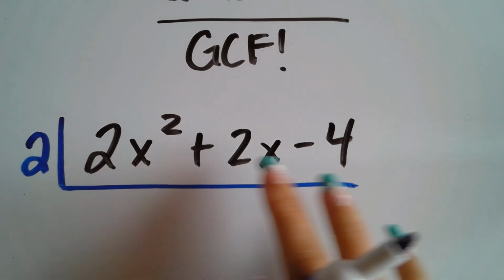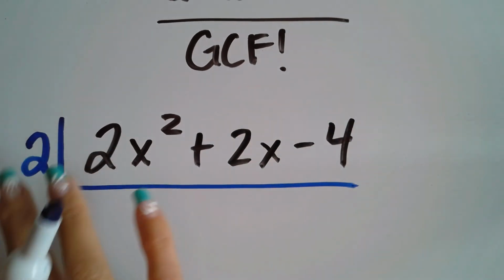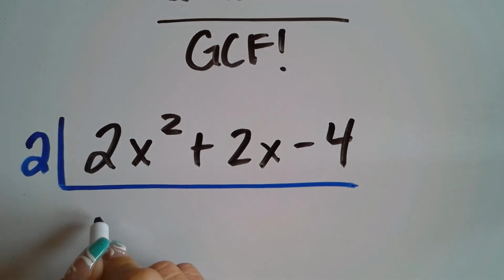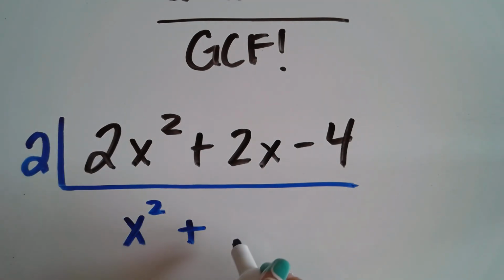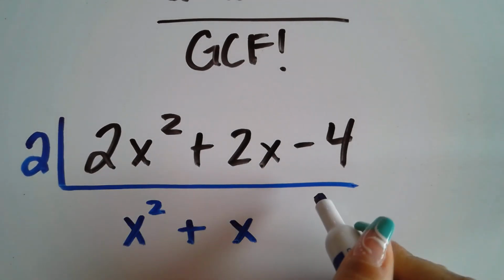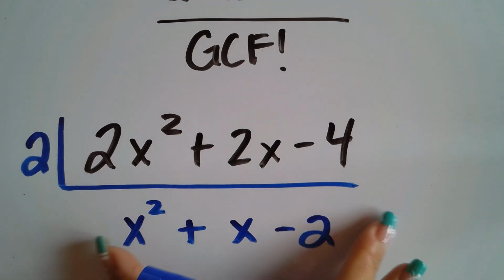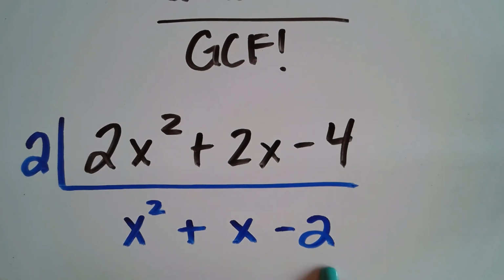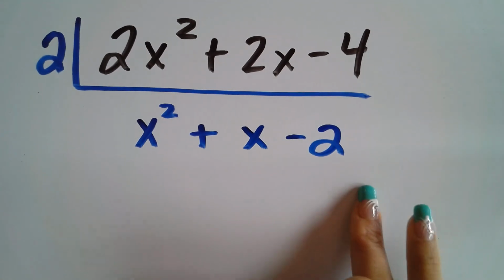This one has an x squared, this one has an x, and this one does not have anything. So what we're going to do is pull out our 2. So 2 divided by 2 is 1, so we're left with x squared. Plus 2 divided by 2 is 1, so we're left with x. And negative 4 divided by 2 is going to be negative 2. So now we're at this point here. We factored out this GCF right here. Now we're going to go ahead and factor this trinomial here.